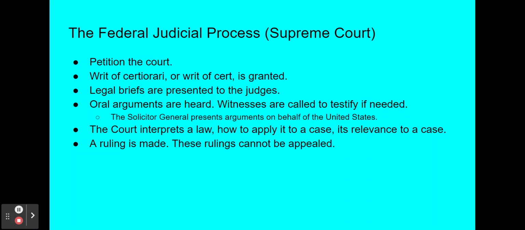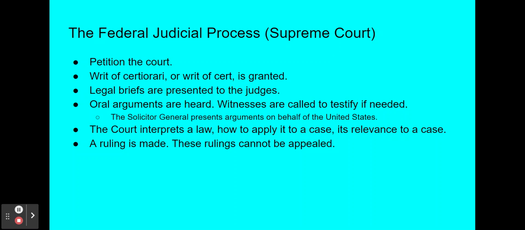Once a writ of cert is granted, legal briefs are presented to the judges. Oral arguments are heard for both sides. Witnesses are called to testify if needed. And if the case involves the federal government, the Solicitor General presents arguments on behalf of the U.S.